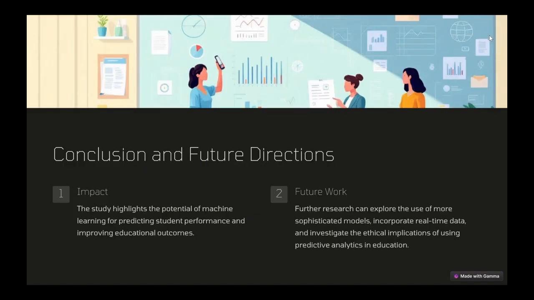Conclusion and future directions. Firstly, impact. The study highlights the potential of machine learning for predicting student performance and improving educational outcomes. The second thing is future work. Further research can be explored to use more sophisticated models, incorporate real-time data, and investigate the ethical implications of using predictive analysis in education.